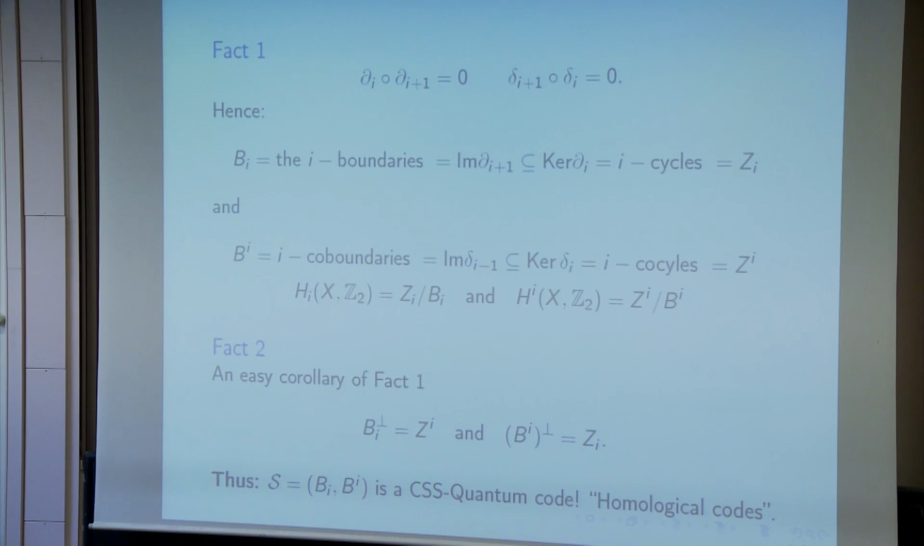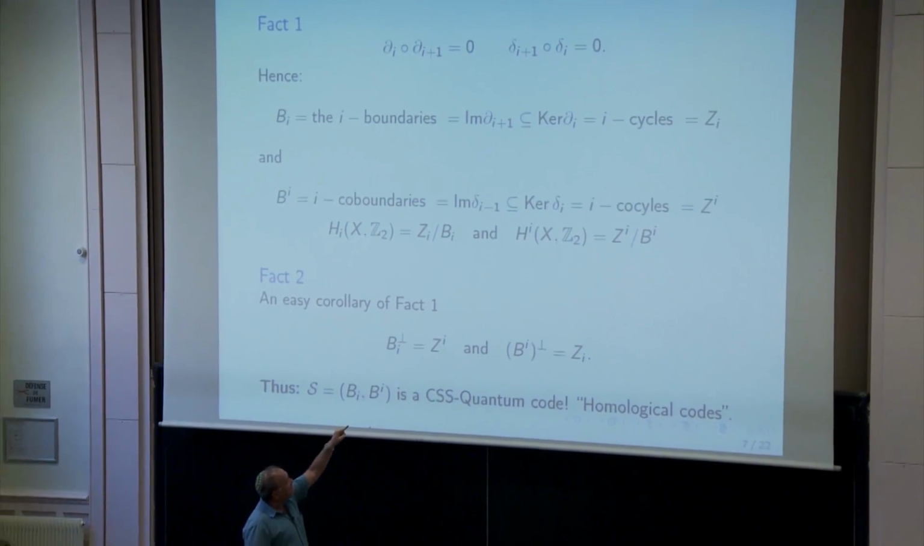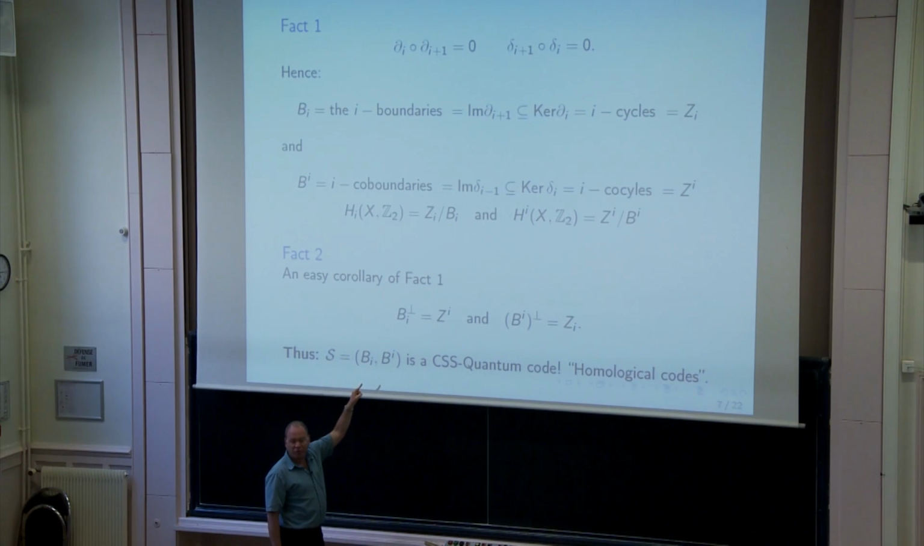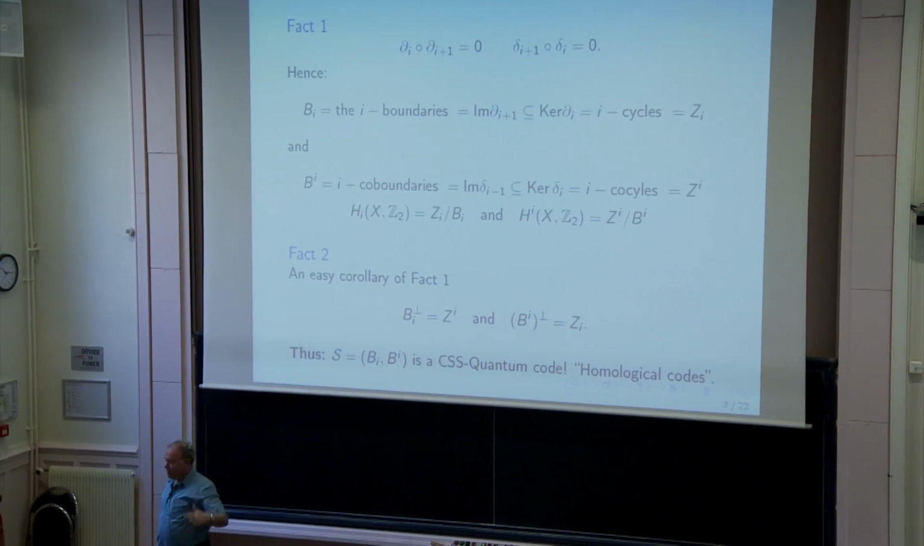But here is another easy corollary of fact 1, which maybe does not get so much attention usually, because usually we do distinguish between cycle and co-cycle, but if you think about them as the same space, you see fact 2: the perp of the boundaries is exactly the co-cycle, and the perp of the co-boundary is exactly the cycle. This is a 2 lines exercise, which I don't have time to show.